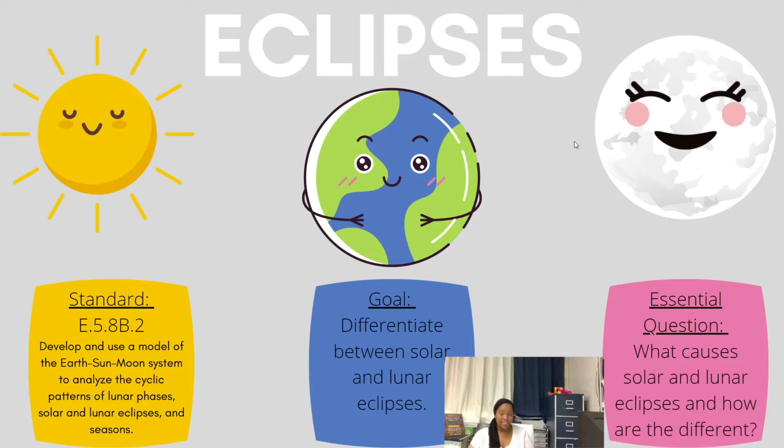Our standard is E.5.8B.2, which says that we're going to develop and use the model of the Earth, Sun, Moon system to analyze the cyclic patterns of lunar phases, solar and lunar eclipses, and seasons.